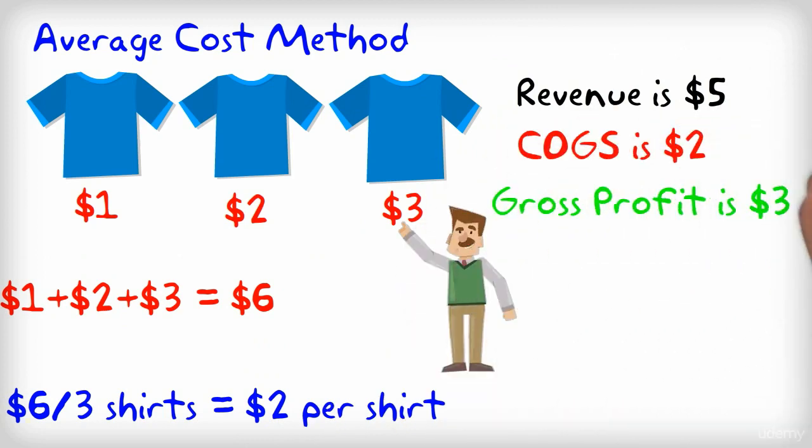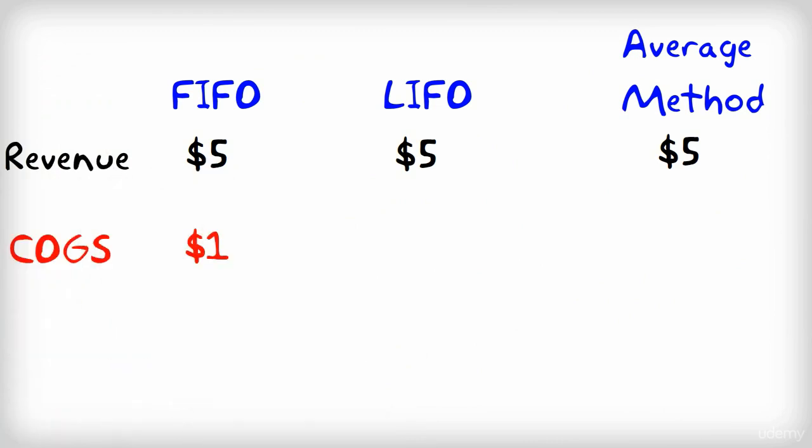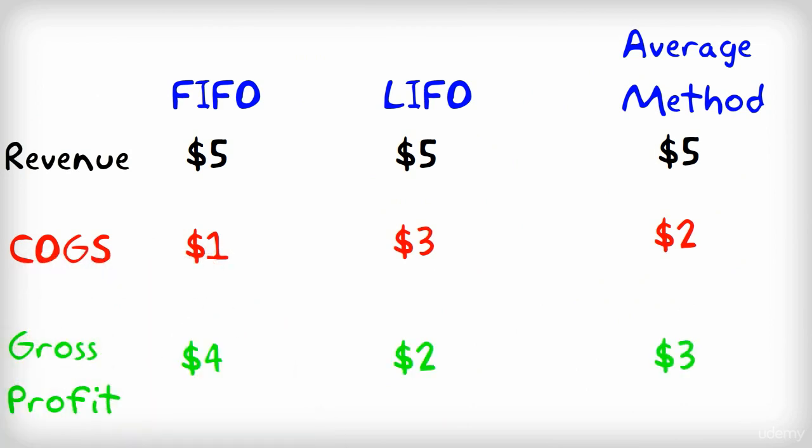Now let's compare the 3 methods. The revenue is the same under all 3, since the selling price is 5 per shirt. Now the cost of goods sold is 1, 3, and 2 respectively, which ends in a different gross profit. That means under FIFO you will pay the highest taxes, under LIFO the lowest.